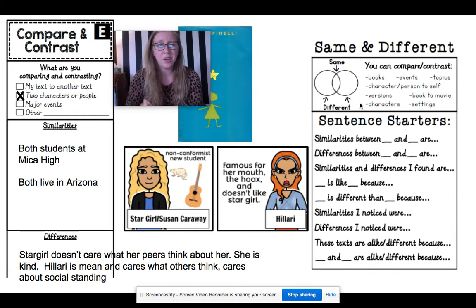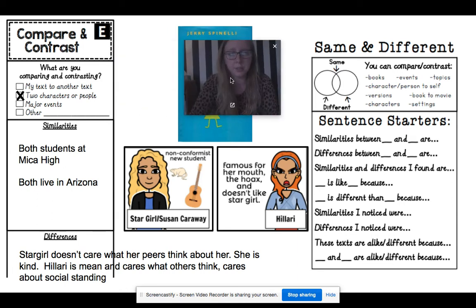It's really important for us to compare and contrast things because we need to understand characters as a whole. We need to understand how they're similar to others and how they're different from other people. So it really helps us understand them as individuals. Some sentence starters to use: similarities and differences I found are, similarities I noticed were, differences I noticed were, these texts are alike and different because. Those are just some examples of sentence starters to get you started.